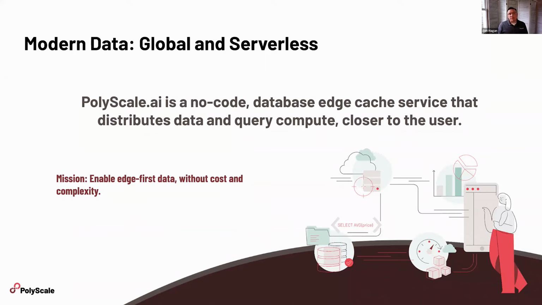And then the core part here is that we not only distribute the data, we physically put that closer, but we also distribute the query compute. So when I run a SQL query, that actually executes on a PolyScale point of presence, or a POP, rather than actually executing on your database. So the actual workload of running those queries runs off of your database and runs on PolyScale. And as I've said already, our mission is really to enable edge-first data without cost and complexity. So really focusing on making it trivial to scale this data globally.